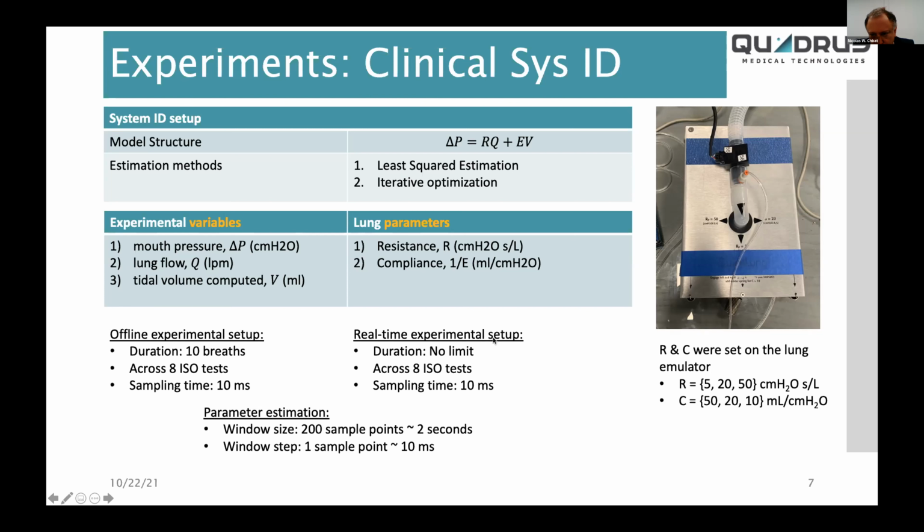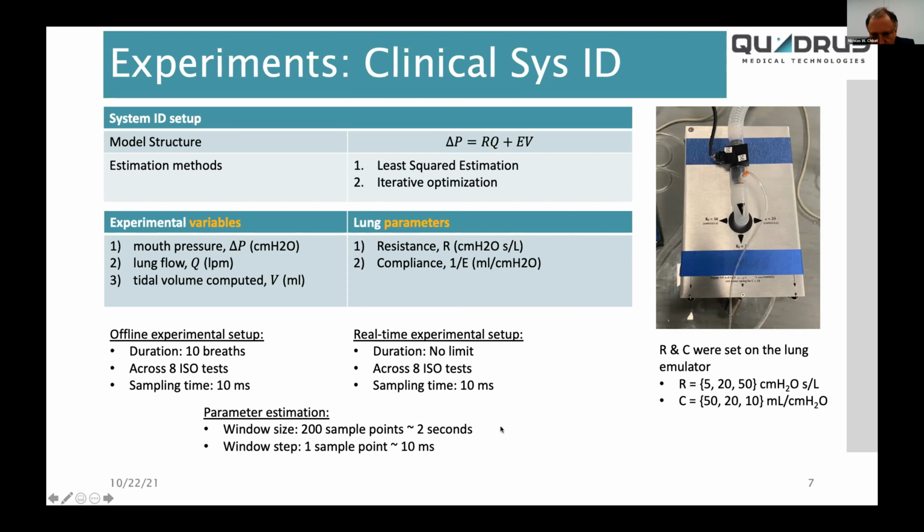We also did a real-time setup where we connected our algorithms to the ventilator and started looking at how the estimation is performing over time. The parameter estimation in the least square approach was done with a window size of 200 data points, which is approximately 2 seconds of the breath, and the window step moved by 1 sample point every time. So R and C were computed for 200 points with basically a window that was moving at 10 milliseconds.